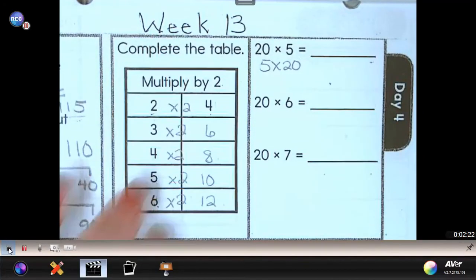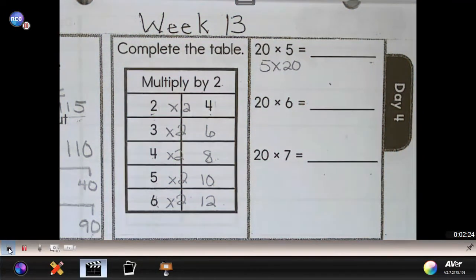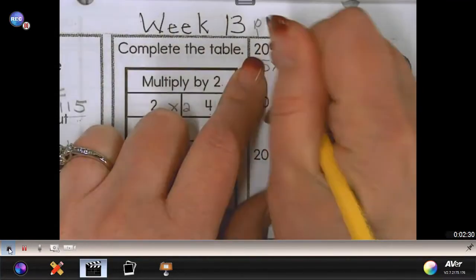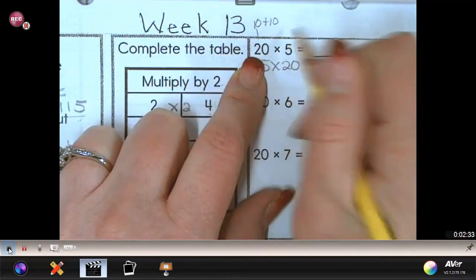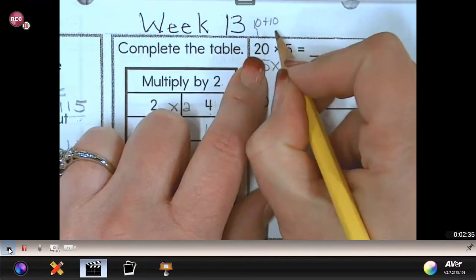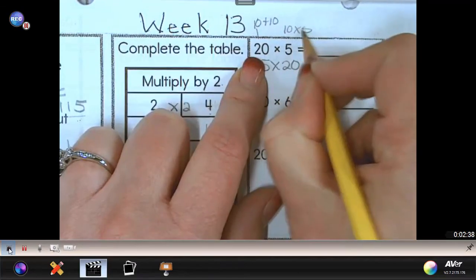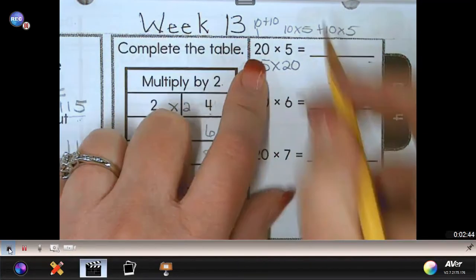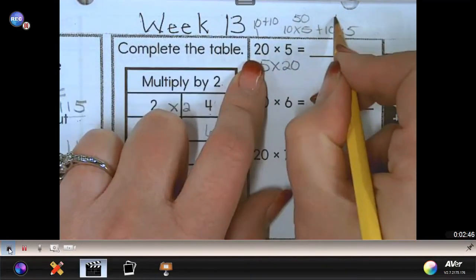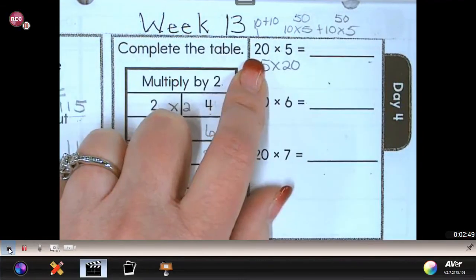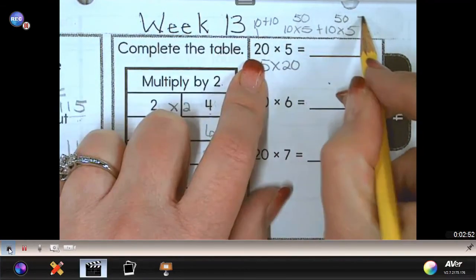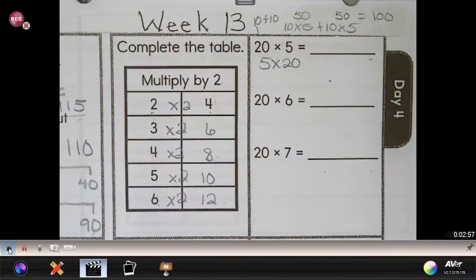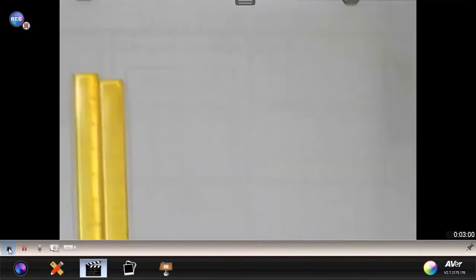I think it would be much easier if we do 5 groups of 20 instead of 20 groups of 5. I guess you could do 10 groups of 5. You could break this up as 10 and 10. And you could use the distributive property, which we've also talked about, and do 10 times 5 plus another 10 times 5. 10 times 5 is 50, and another 10 groups of 5 is 50. So here are the 20 groups of 5, and that makes 100.